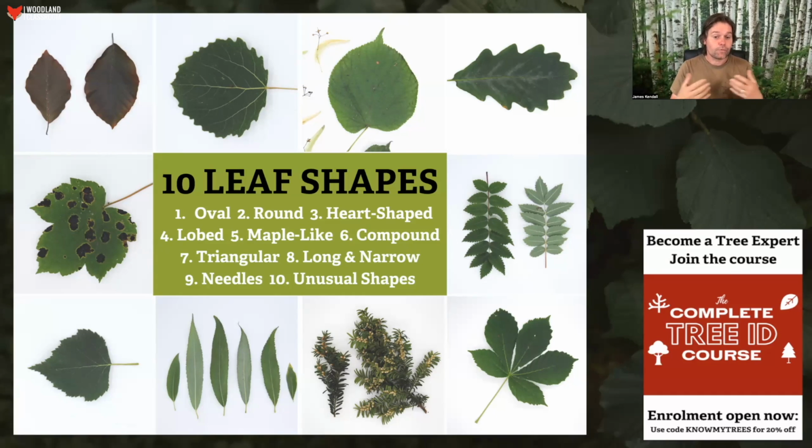So we've got oval, round, heart-shaped leaves, lobed leaves like the oak, maple-like leaves like maple trees, compound leaves, triangular leaves, long and narrow leaves, needles, and then unusual shapes, which just don't really fit anywhere, which in themselves can be useful because if it doesn't look like anything else, you can immediately tell what it is. Let's have a look at what I mean by that and look at some examples.